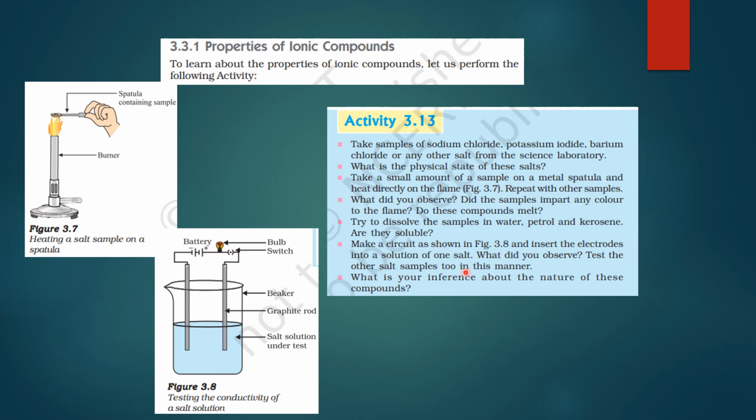And then we make a circuit as shown in figure 3.8 and insert the electrodes into a solution of one salt. What are you doing? You are taking a graphite rod. These are the two electrodes. In the beaker you have taken the salt solution which is under test, and you complete the circuit through a battery, bulb, and switch. So we are checking whether this solution is going to conduct or not. Okay. So we will test the other samples of salt in this manner again, and we have to give some conclusions about the nature of these compounds, right?